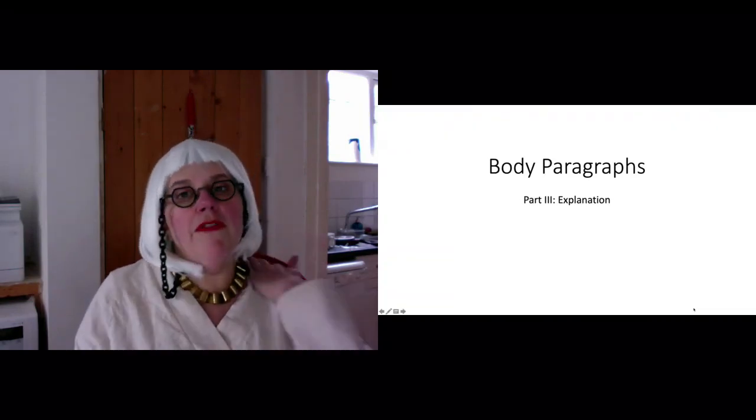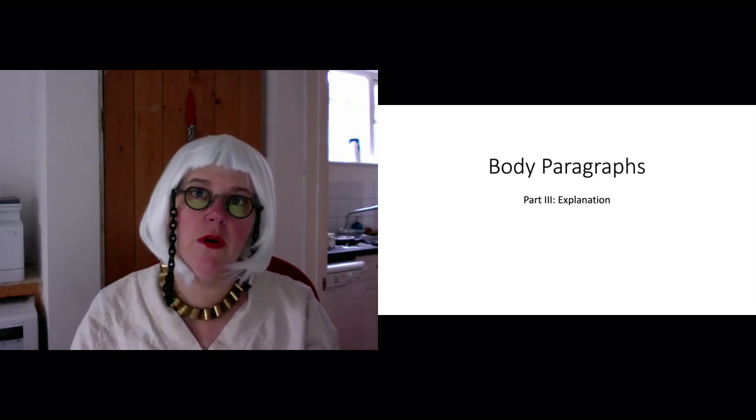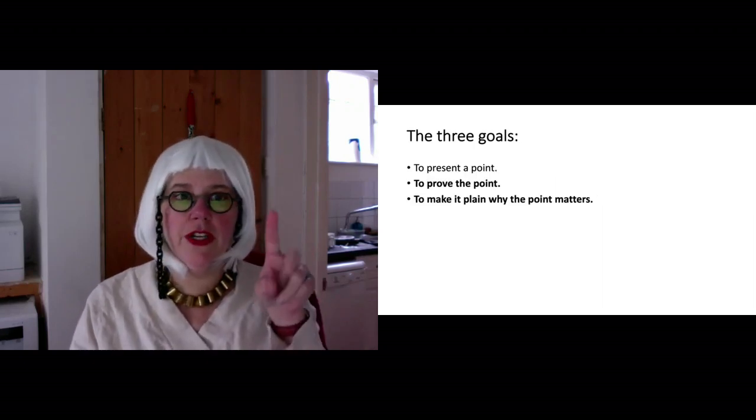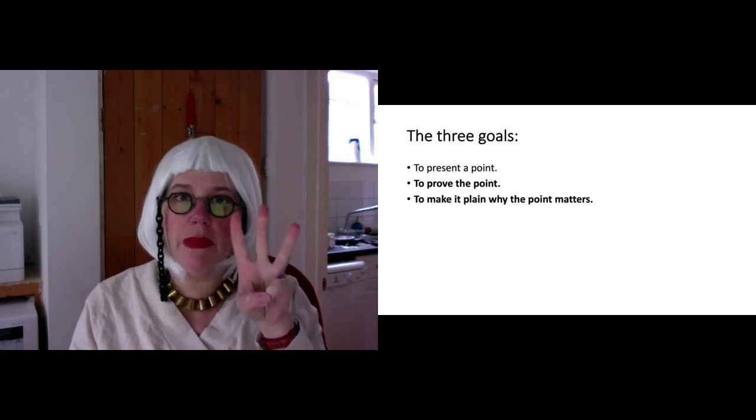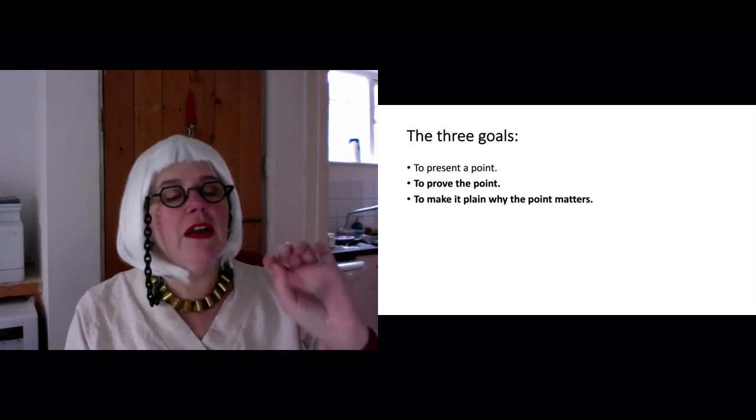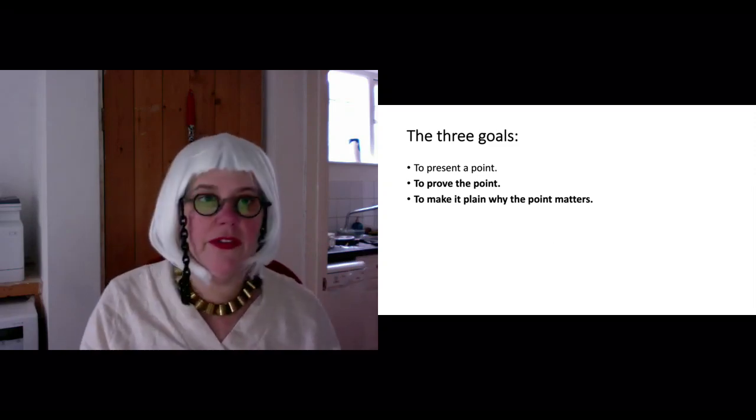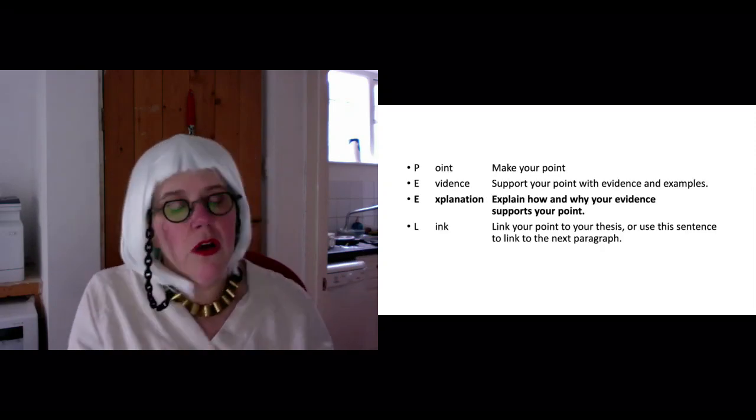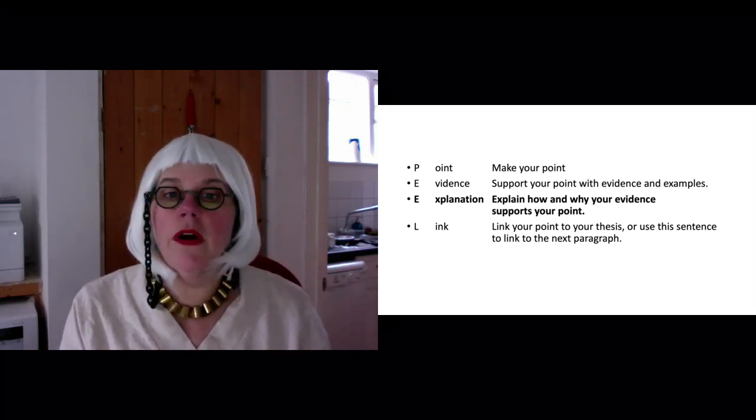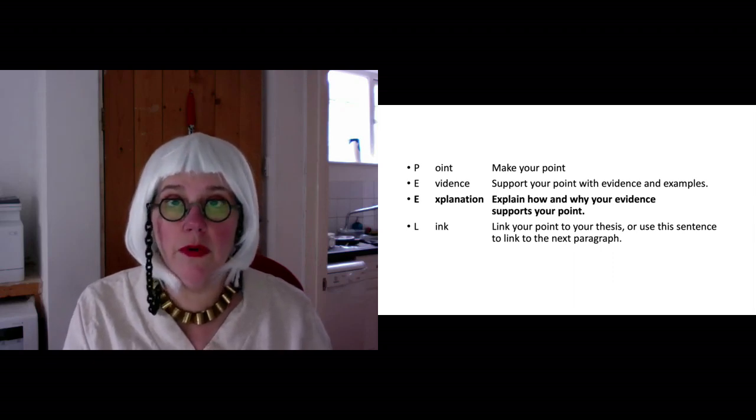So, we've reached the final part, which means, let's just go back to our rubric, that of our three goals, to present a point, to prove the point, to make it plain why the point matters, we are on the element that combines 2 and 3. That means that in our PEEL, we are, strictly speaking, on our second E. We are explaining how and why our evidence supports our point.